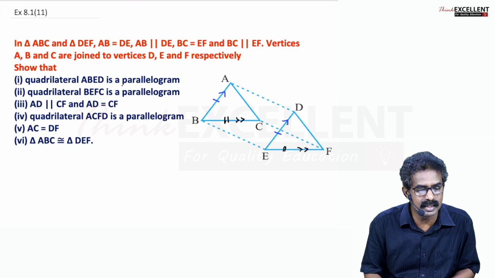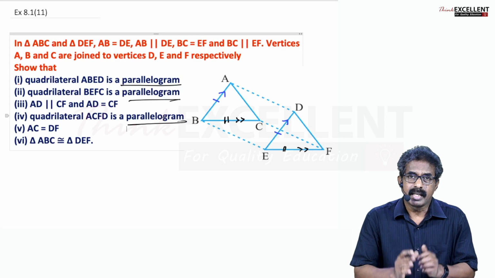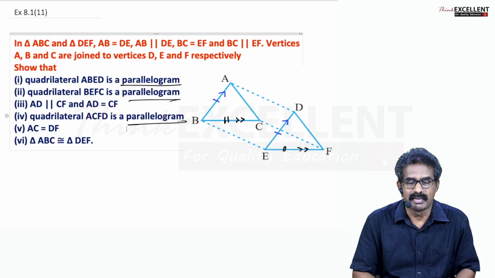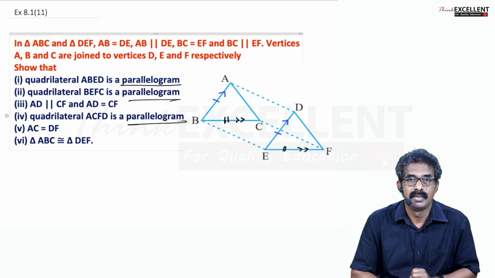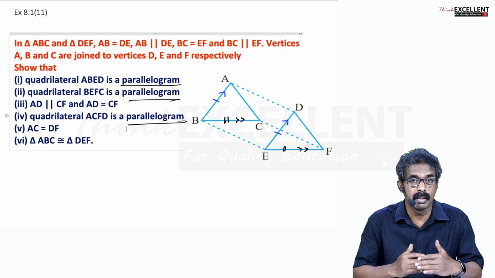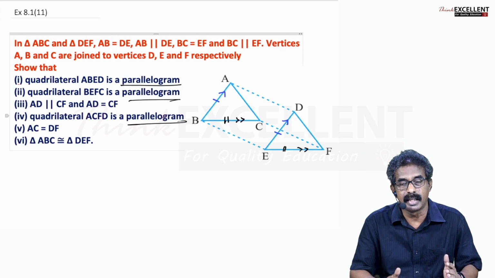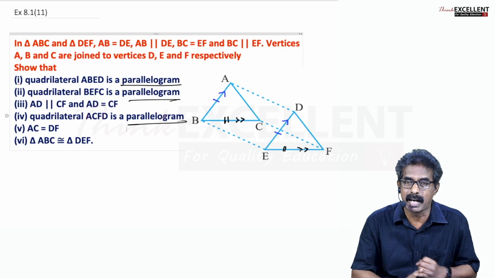In 3 cases they asked to prove a parallelogram. So you must know, when can you say a quadrilateral becomes a parallelogram? 3 cases, listen carefully. A quadrilateral becomes a parallelogram when, number 1, 2 pairs of opposite sides are parallel. Opposite sides are parallel, both the pairs. So AB parallel to CD and AD and BC are parallel. So both pairs of opposite sides are parallel.